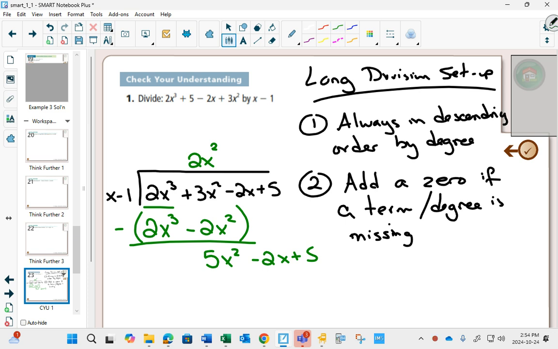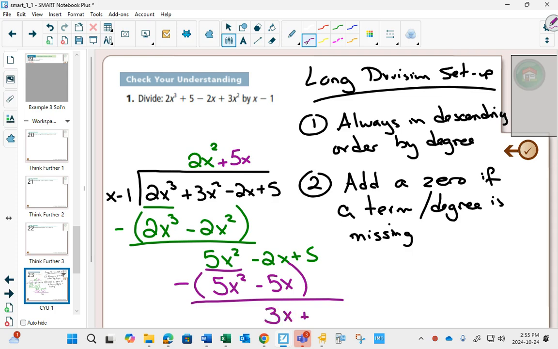Next color, purple. Now my first term is a 5x squared. Is there anything I could multiply x by to get a 5x squared? Yes, a plus 5x. That 5x gets multiplied by the x, 5x squared. The 5x gets multiplied by the negative 1, negative 5x. Put it in brackets and subtract. So that will be 0, negative 2x minus a negative 5x will be plus 3x plus 5.